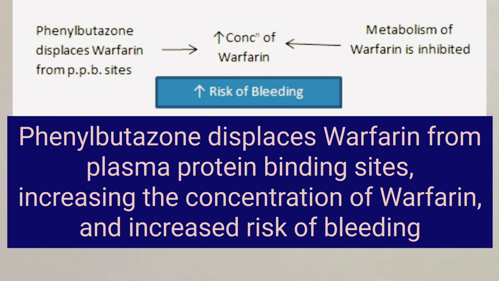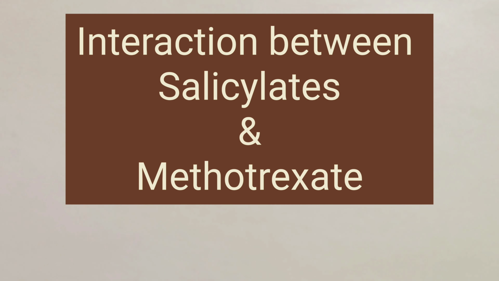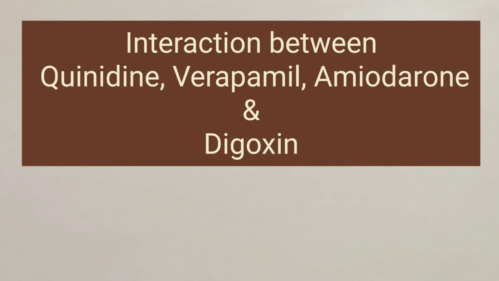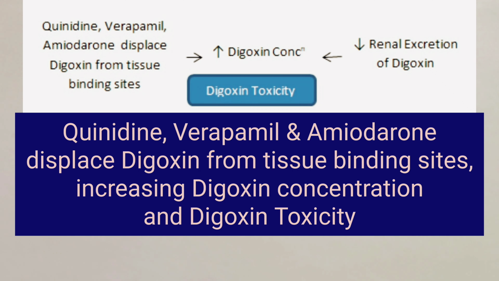The second example, salicylates displace methotrexate from plasma protein binding sites, thus increasing the concentration of methotrexate. And if the secretion of methotrexate into the nephrons is reduced, this can lead to methotrexate toxicity. The third example, quinidine, verapamil, and amiodarone displace digoxin from tissue binding sites, thus increasing the concentration of digoxin. If there is reduction in renal excretion of digoxin, the digoxin concentration increases and this can lead to digoxin toxicity.